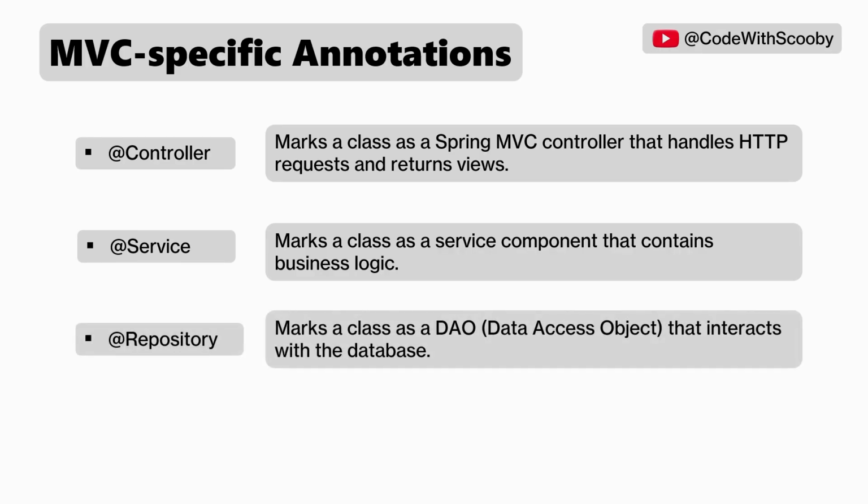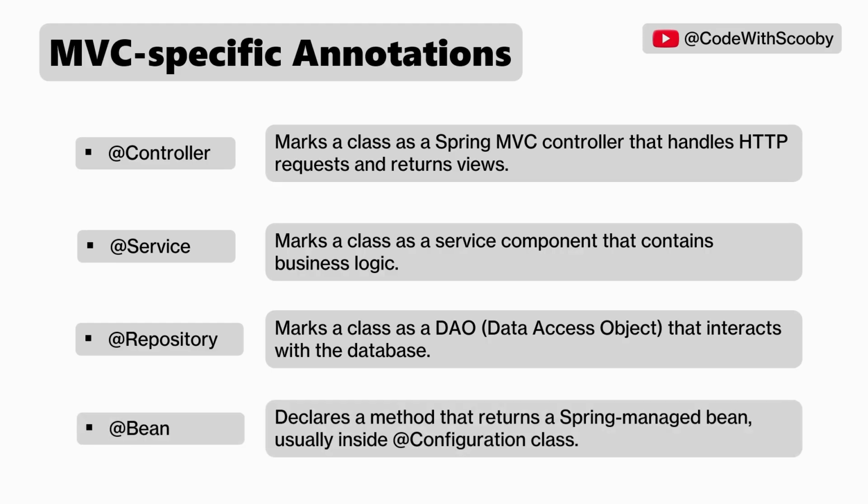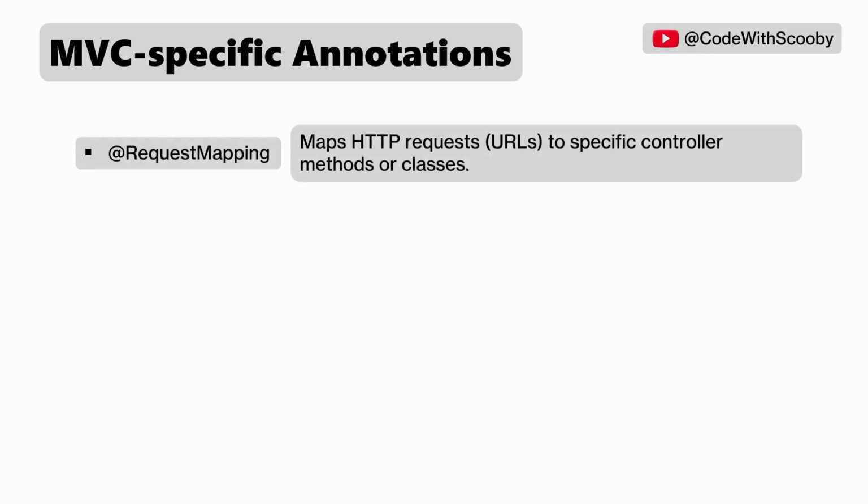The @Repository annotation marks a class as a data access object, DAO, responsible for interacting with the database. The @Bean annotation declares a method that returns a Spring-managed bean, typically defined inside a configuration class. The @RequestMapping annotation maps HTTP requests or URLs to specific controller classes or methods, enabling precise request handling.